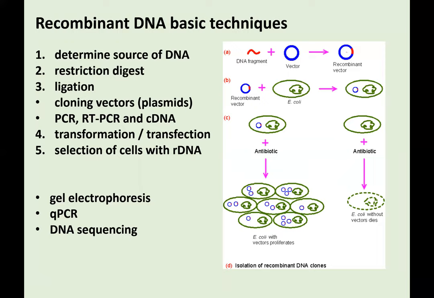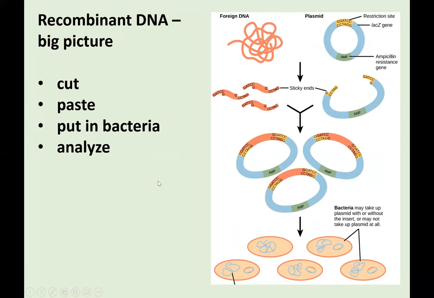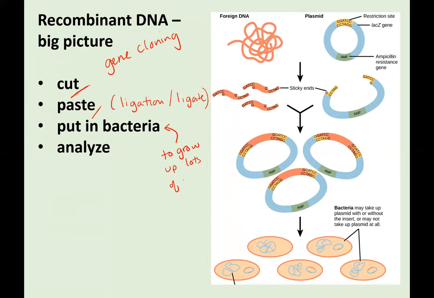So here are the steps we're going to talk about. And let's just do that. So the big picture, when someone says recombinant DNA or gene cloning or DNA cloning, most of the time they are literally talking about cutting with enzymes a piece of DNA, pasting it, or the correct word is ligation or ligate, that's paste. We're going to put it into bacteria and grow up lots. And the rDNA stands for recombinant. And then we're going to analyze it.